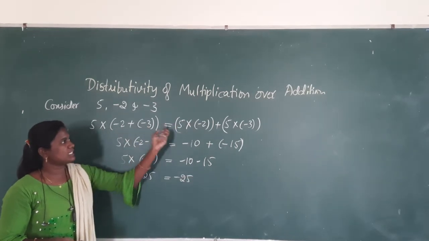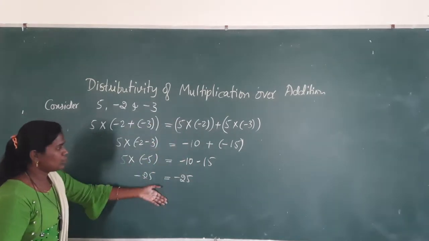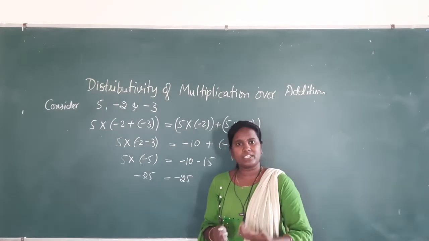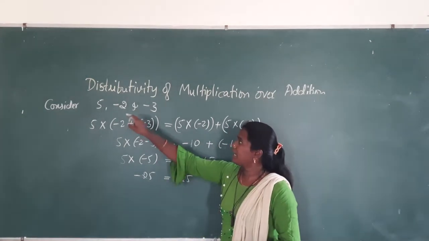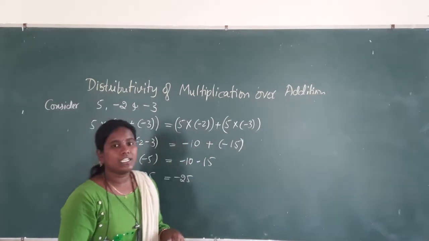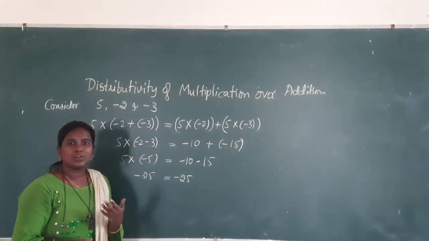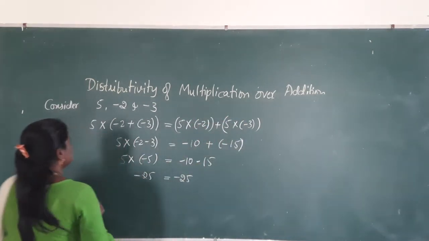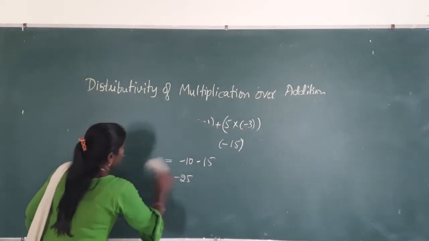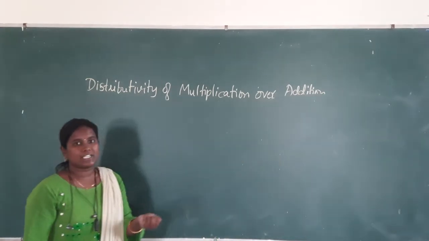Therefore a into b plus c is equals to a into b plus a into c. In this manner only you have to solve all the questions if it is given. Check whether for the integers 5, minus 5, minus 3 the distributivity of multiplication over addition is true or not. So in this manner only you have to solve. Now let us take some other examples of distributivity of multiplication over subtraction.